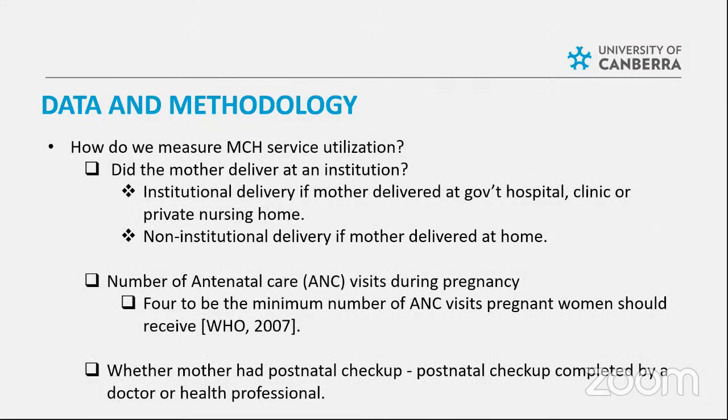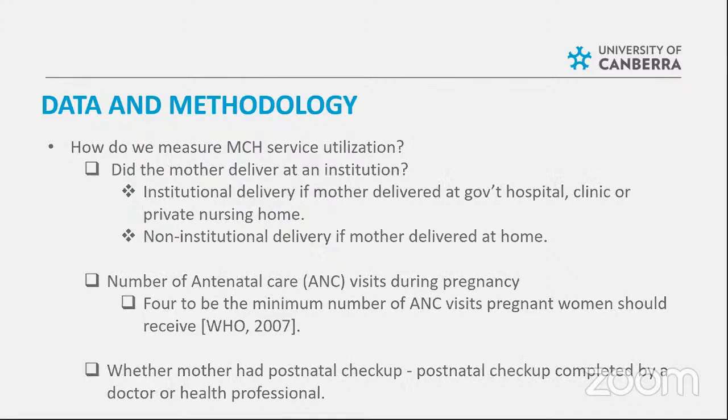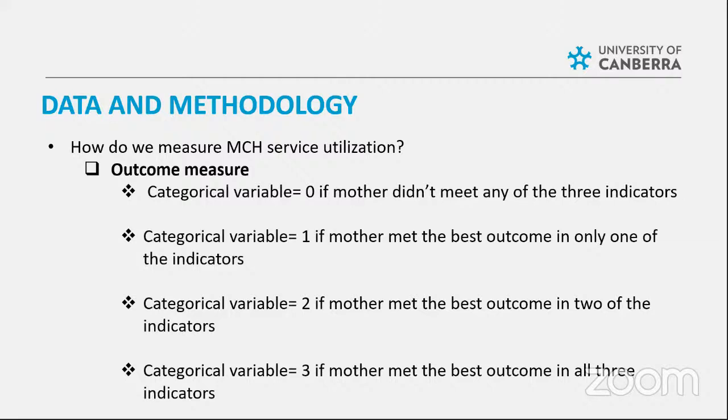So in this case, maybe she delivered at an institution, but she had less than 4 antenatal checkups, or didn't have any postnatal check, or maybe she had 4 or more antenatal visits but did not deliver at an institution, or did not have any postnatal check. It is 2 if the mother met the best outcome in 2 of the indicators, and it is 3 if the mother met the best outcome in all 3 indicators, meaning she delivered at an institution, she had 4 or more antenatal checks, and she had a postnatal check. That would be 3. Okay, so that's our outcome measure.